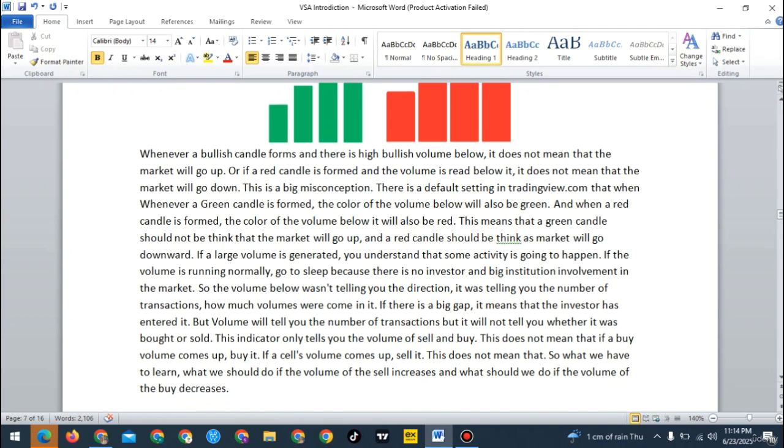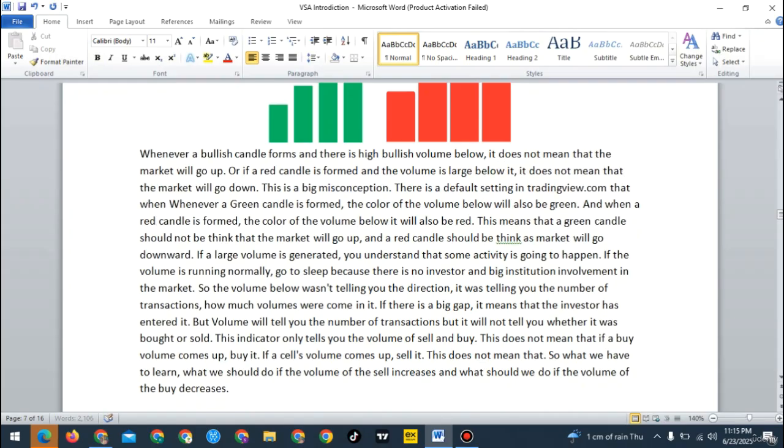Whenever a bullish candle forms and there is a high bullish volume below, it does not mean that the market will go up. Or if a red candle is formed and the volume is large below, it does not mean that the market will go down. This is a big misconception.